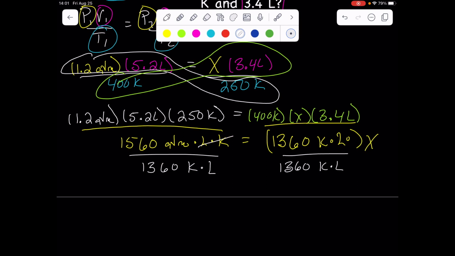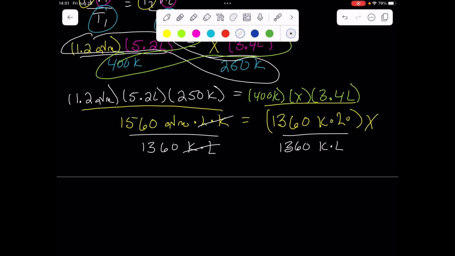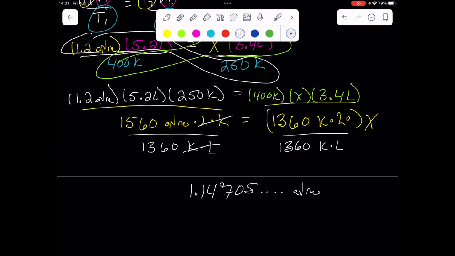And that crosses those out. And when we divide, I got 1.14705, etc. atm. We want only 2 digits after the decimal. The 7 is bigger than 5, which means we're going to round up. So final answer is 1.15 atm.